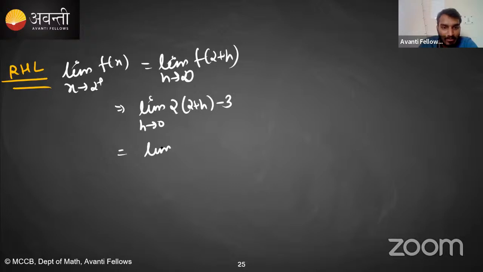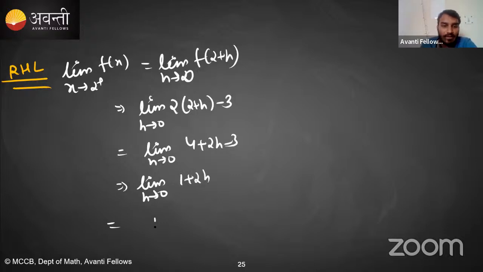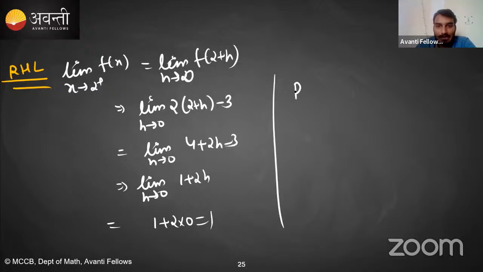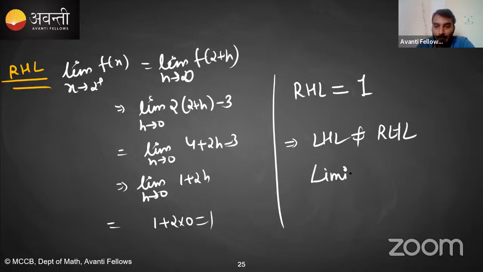So it is limit h tends to 0, 4 plus 2h minus 3, which is limit h tends to 0, 1 plus 2h. Now put h equal to 0, what will you get? 1 plus 2 into 0, which is 1. Clear? So it means the right hand limit is what? Yes, very good, Sagar. The right hand limit is 1. So it implies the left hand limit is not equal to the right hand limit. So the limit does not exist. This is the sign for does not exist.